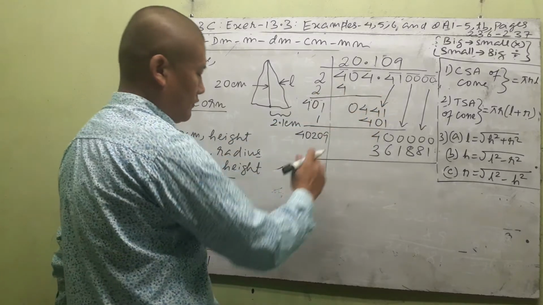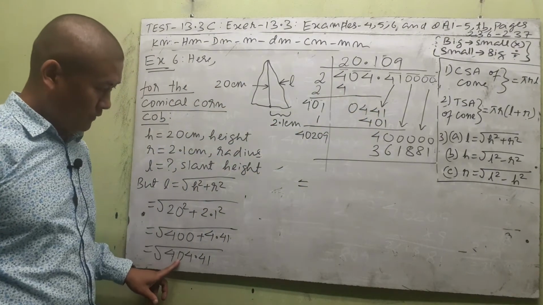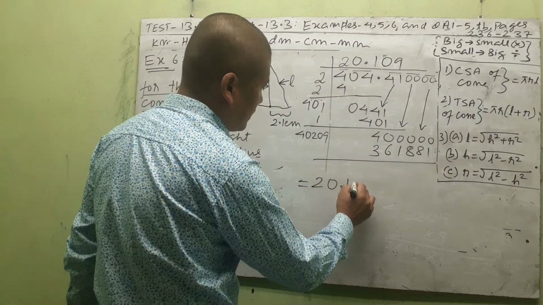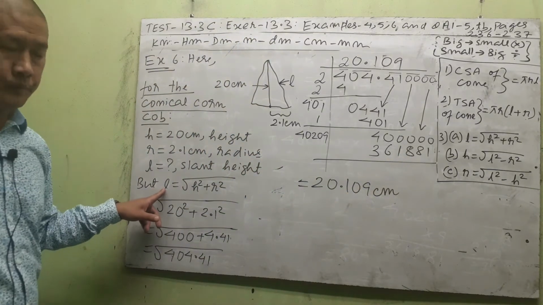Do this on your graph carefully. So root over 404.41 will therefore be approximately 20.109 centimeter, the slant height L.